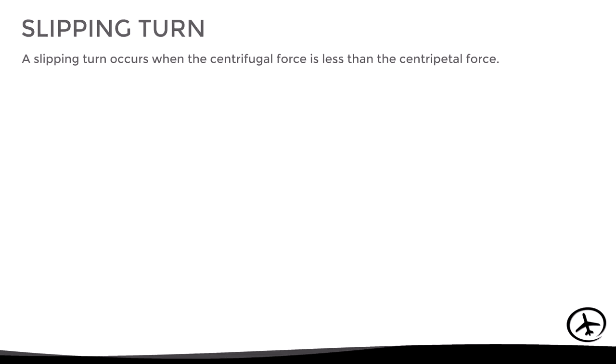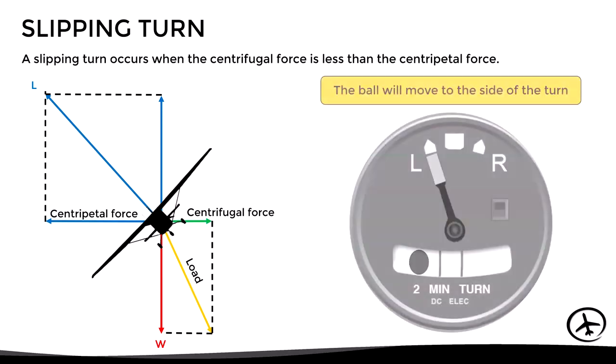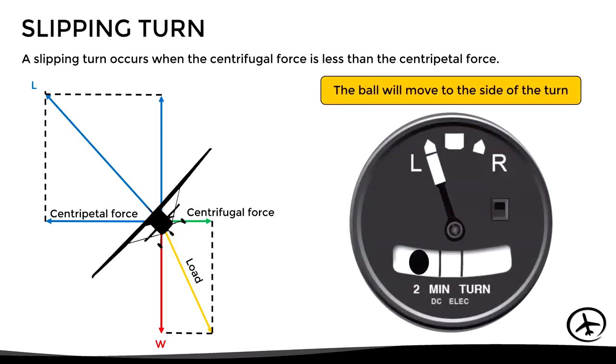The last possible situation is a slipping turn. A slipping turn is the opposite of a skidding turn. It occurs when the centrifugal force is less than the centripetal force, as we can see in this image. In this case, the ball will move to the side of the turn due to the imbalance of forces.